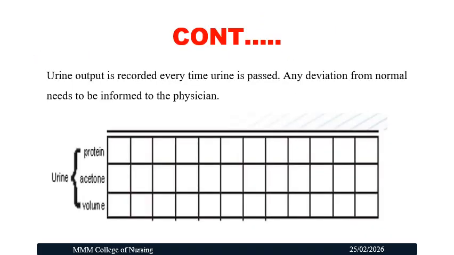Next, the last one is urine output. It has to be recorded every time urine is passed, along with any deviation. Suppose, for example, a mother is a PIH mother and she is having pedal edema during the first stage of labor; due to the contraction, there is a chance of the blood pressure shooting up. So we will collect the urine and send it to check for any proteinuria, acetone, and the volume. If it is present, we have to immediately shift the mother for a cesarean section. Otherwise complications may arise.